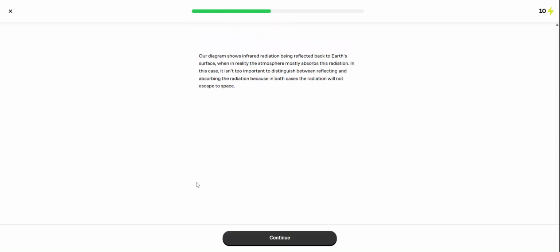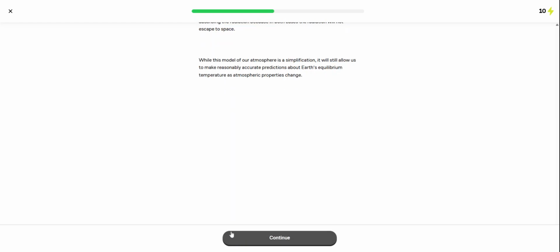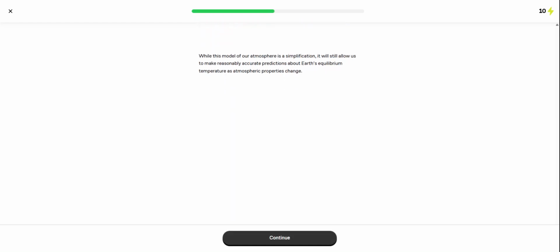Our diagram shows infrared radiation being reflected back to Earth's surface, when in reality the atmosphere mostly absorbs this radiation. In this case, it isn't too important to distinguish between reflecting and absorbing the radiation, because in both cases the radiation will not escape to space. Anyway, click continue to see what's next. While this model of our atmosphere is a simplification, it will still allow us to make reasonably accurate predictions about Earth's equilibrium temperature as atmospheric properties change.